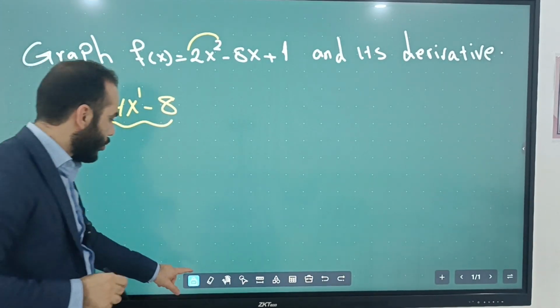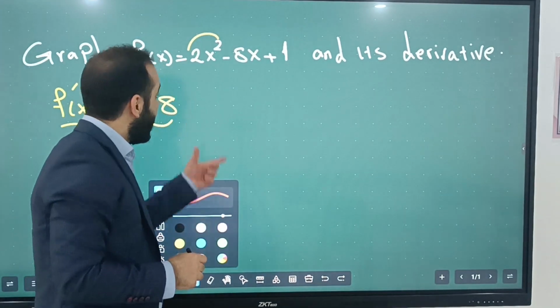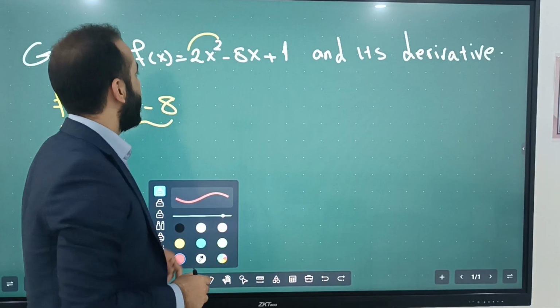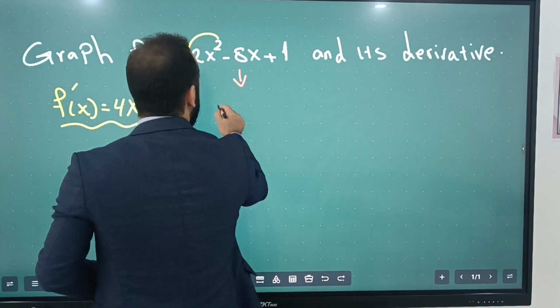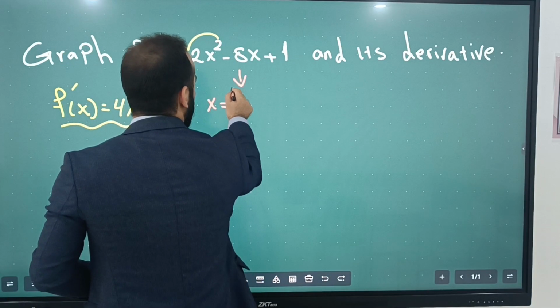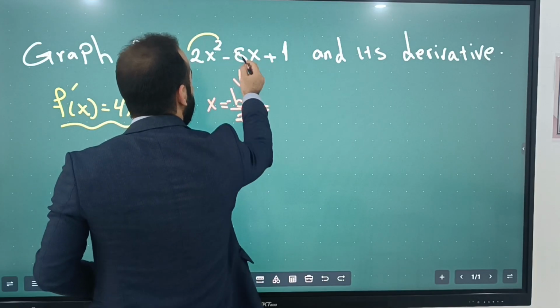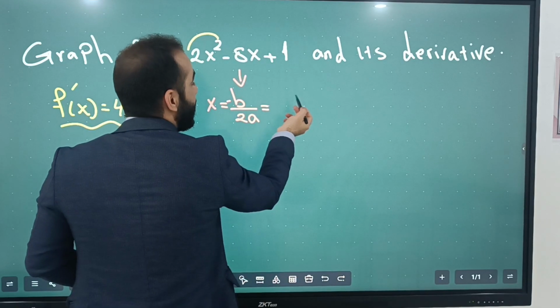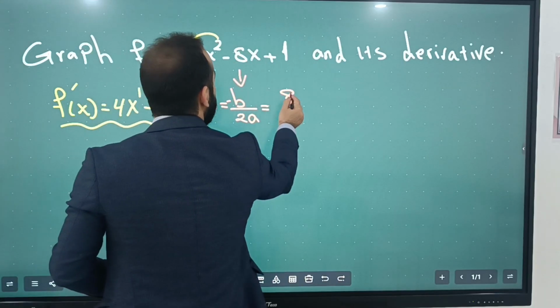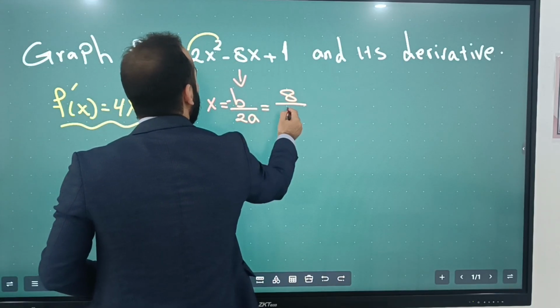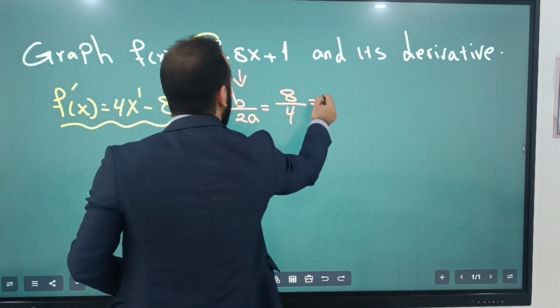Now, what kind of functions do we have? We have got a quadratic function and a linear function. For the quadratic function, we said to graph it, we need to find the vertex. So the vertex was negative b over 2a. Negative b, b is negative 8. Negative 8, it's 8. 2 times 2, 4. 8 over 4, 2.